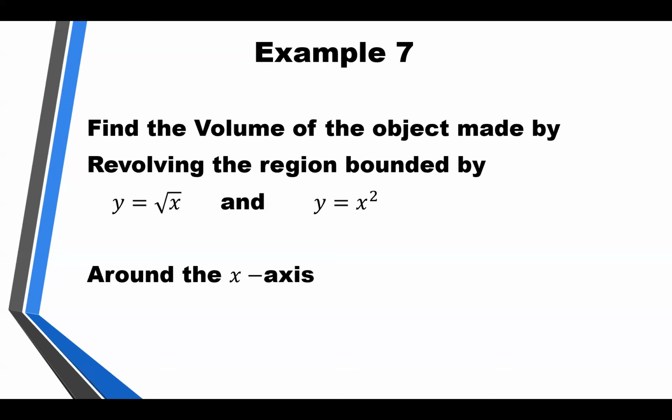Let's try another. Let's find the volume of the object made by revolving the region, which is bounded by y equals square root of x and y equals x squared, around the x-axis. If you want to try this on your own, push pause on the video. In a couple of seconds, I will do this on my own.